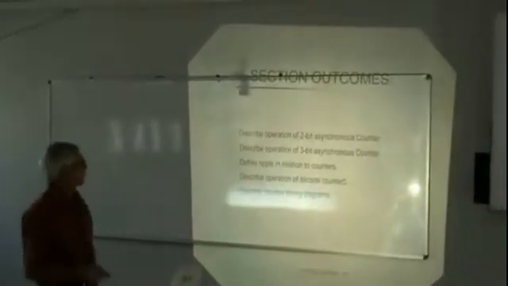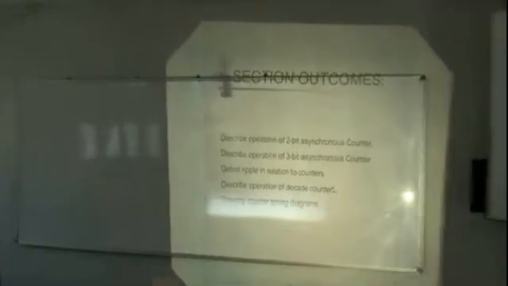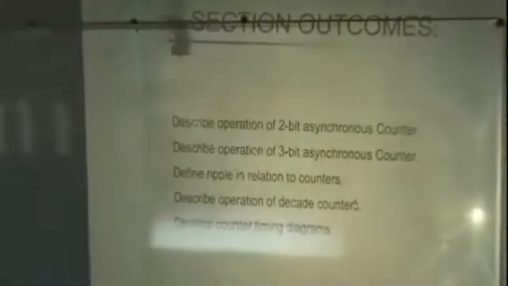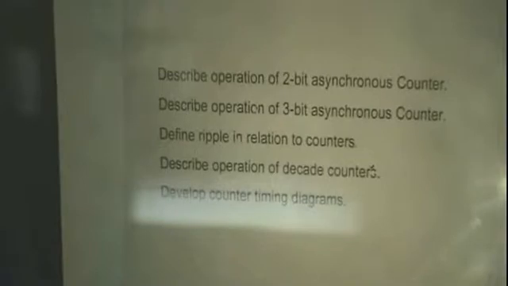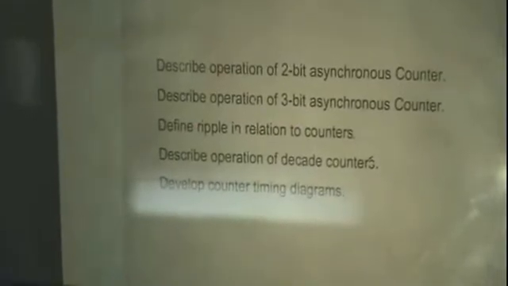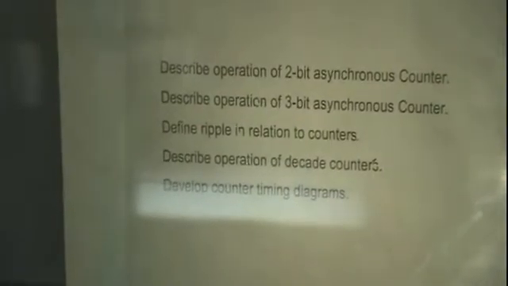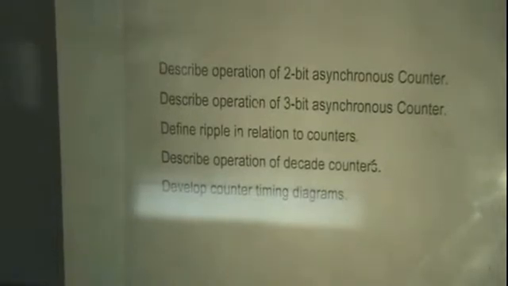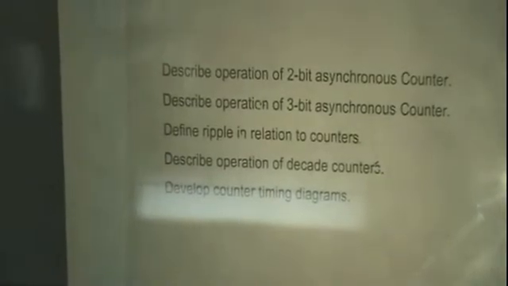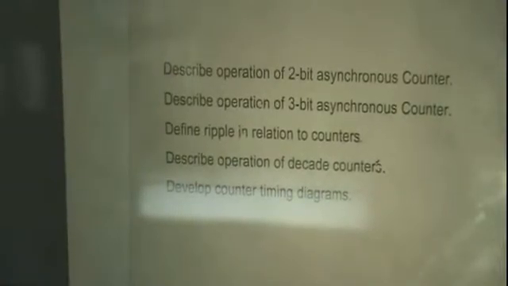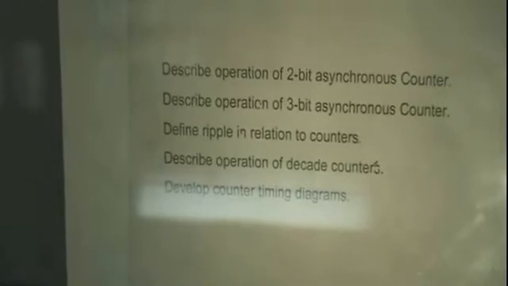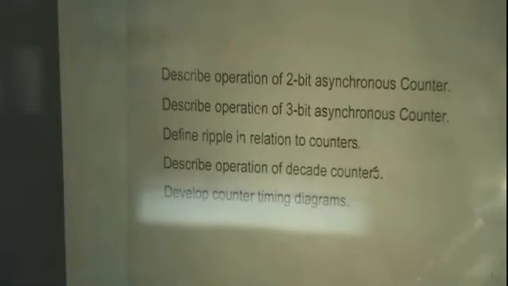Some of the outcomes that we have to achieve during this section are that we're going to look at the operation of a 2-bit asynchronous counter, a 3-bit, and we also have a 4-bit that we will show you. We don't go higher than a 4-bit. We're going to look at the ripple in relation to counters, describe the operation of a decade counter that we're going to build, and then also develop counter timing diagrams. The counter timing diagrams are important because that's what you're going to use when you answer the questions in the test, because you have to develop the timing diagrams yourself.